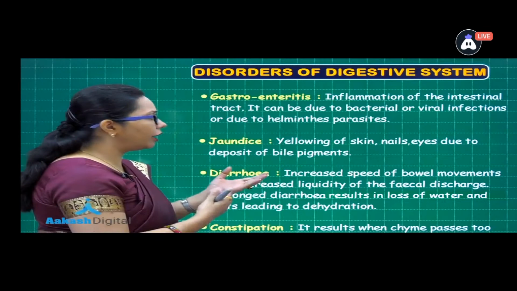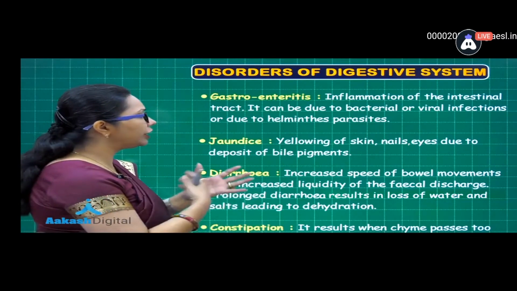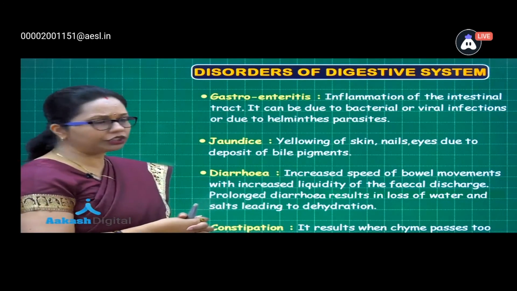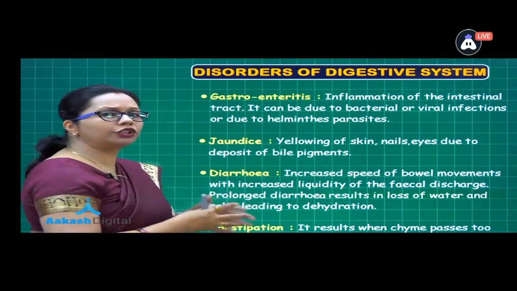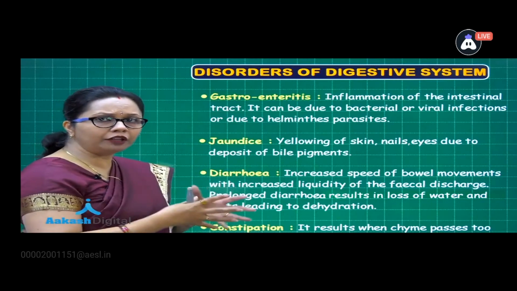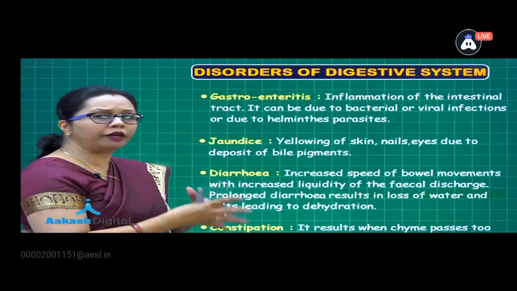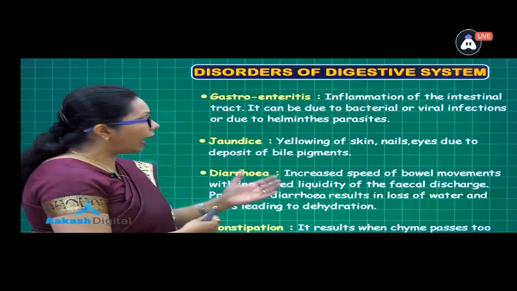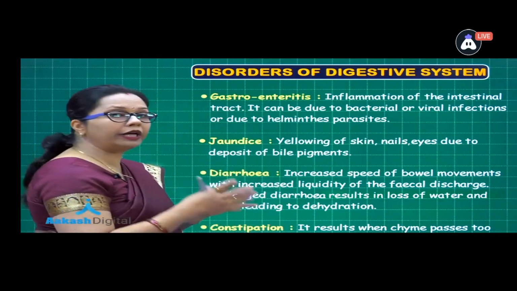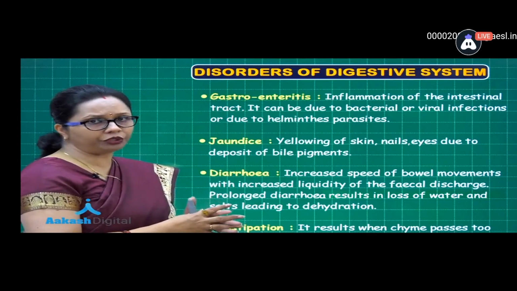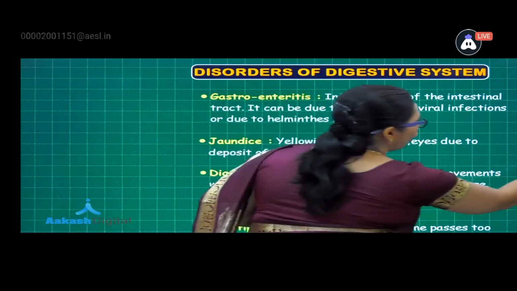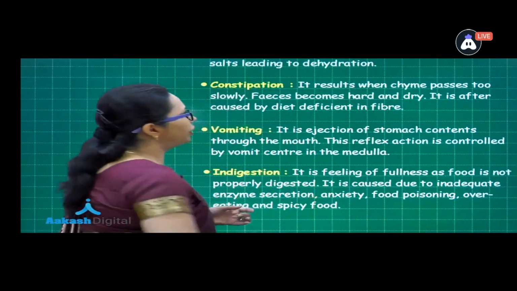Then of course diarrhea, which we know, loose motions, there is increased speed of the bowel movements, too much liquidity in the fecal discharge, and this again is usually caused by an infection, bacterial infection, food spoilage by bacteria, and such food when ingested will lead to diarrhea. And if it is not controlled, it can lead to acute dehydration. A lot of water will be lost from the body. Then of course opposite to diarrhea is constipation.